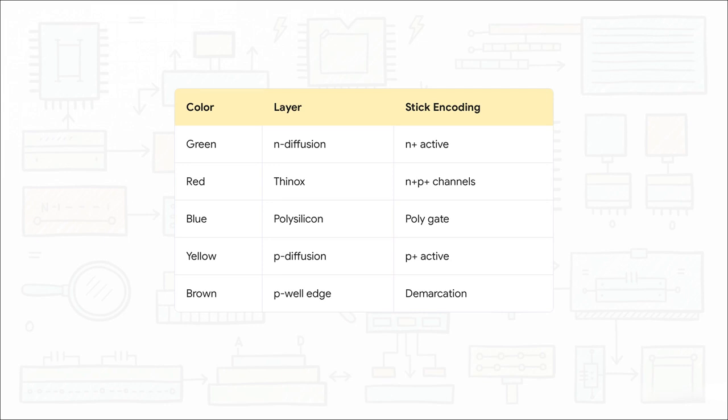Red is our polysilicon layer, which acts a lot like traffic gates controlling the flow of current. Blue is metal 1, and that forms the massive power grid and the routing highways across the whole chip. And finally, we have brown, which represents the P-well edge. Think of that as a crucial city limit or a strict demarcation line.